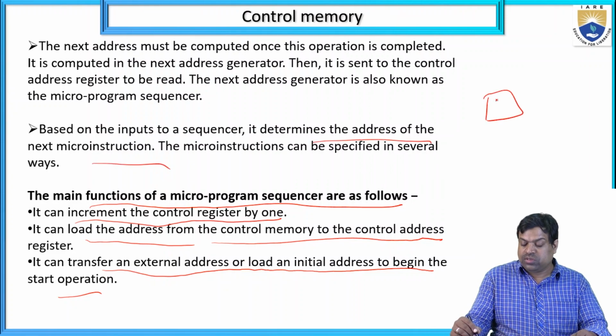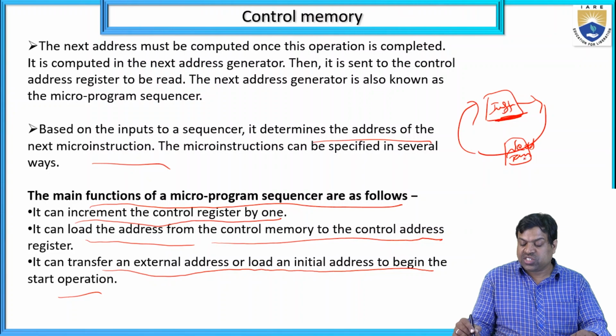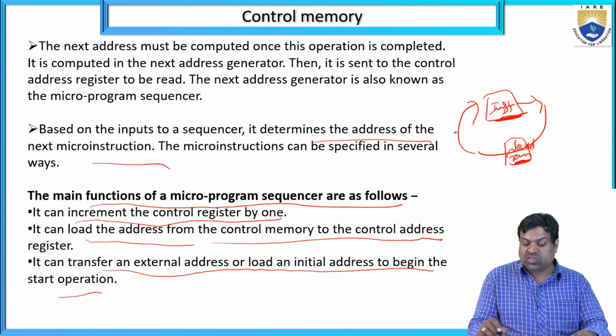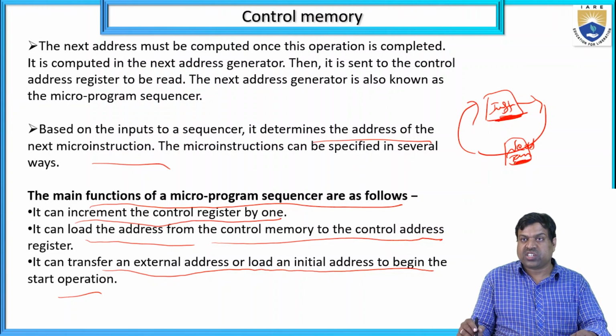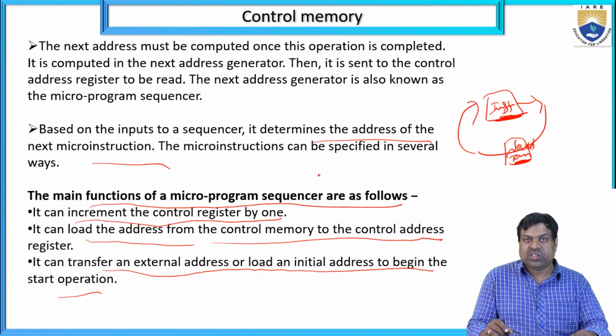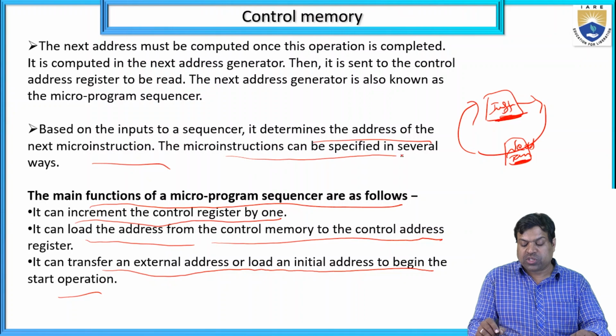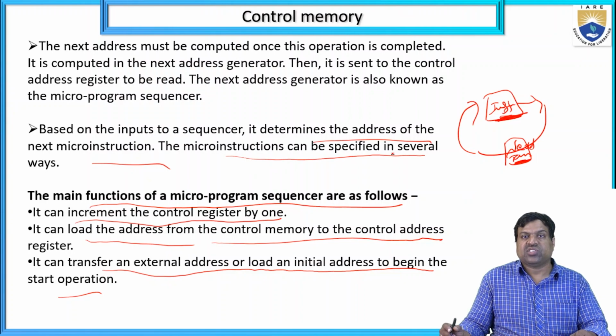Suppose one instruction is completed, and I'm going for the next instruction. So what is the current instruction? What is the next instruction? What is the address of the current instruction? What is the address of the next instruction? So these we need to know: the address of the next instruction. The micro operations can be specified in several ways.